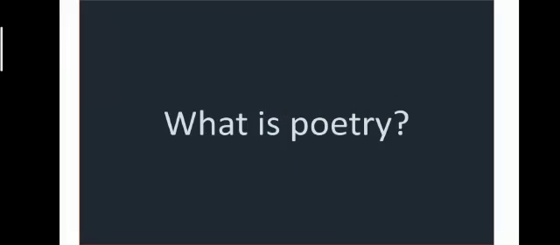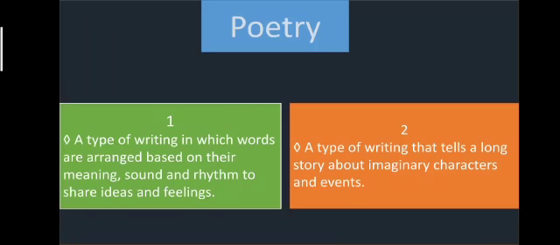So what is poetry? Is it a kind of writing? Exactly. Okay, is it a kind of literature? Of course. Okay, so here we have two definitions. One of them is for poetry and the other one is not related to poetry. I want you to pause the video and try to figure out the right definition for poetry. Okay, so the right definition for poetry here is definition number 1, which is a type of writing in which words are arranged based on their meaning, sound, and rhythm to share ideas and feelings.